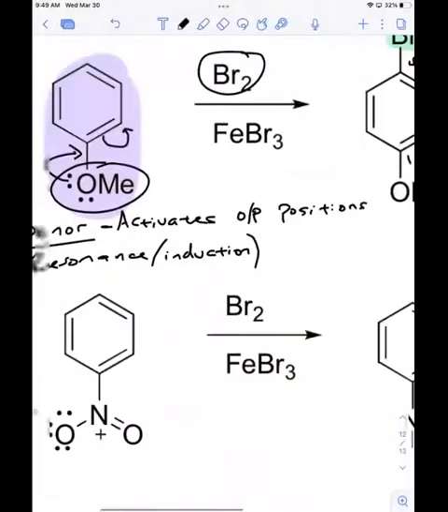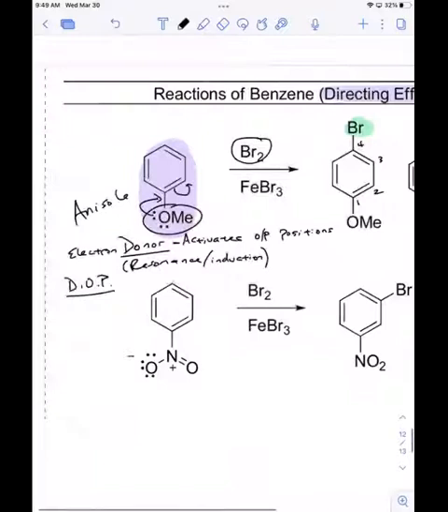Right, it activates the ortho-para positions. I'll show you that. It's really based on resonance, but I don't want to start it and then run out of time. A donor on the ring is going to activate the ortho-para positions for electrophilic substitution. So it's going to make them able.